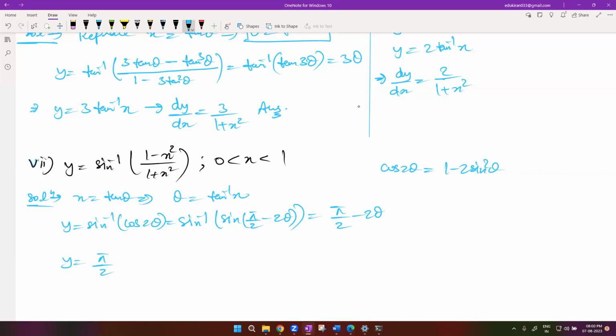Now it is simple. Pi by 2 minus 2 of tan inverse x. So if I differentiate, dy by dx, what do I get? Pi by 2 is basically a constant only, right? Pi is definitely a number, so its derivative is 0. Minus 2 will be minus 2. Tan inverse x gives 1 upon 1 plus x square. So the final answer is minus 2 divided by 1 plus x square.